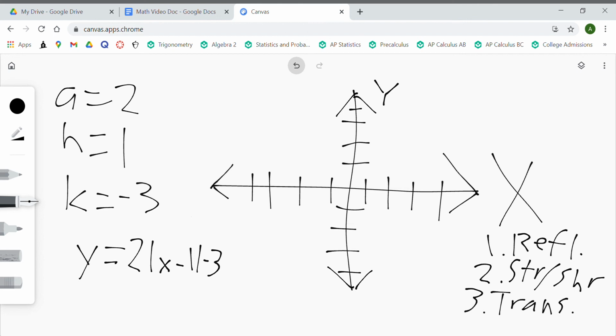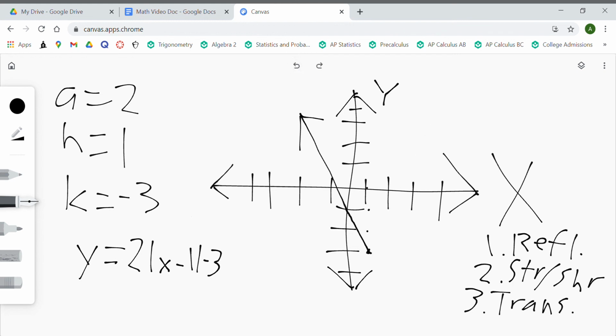And then we do translations. So we have our h value to be positive 1, and then our k value is a negative 3, so 1, 2, 3. There's our vertex. And now we go up 2 left 1, up 2 right 1, and keep going. Just trying to be as accurate as possible, guys. And there you have it, guys. That's how you do it.